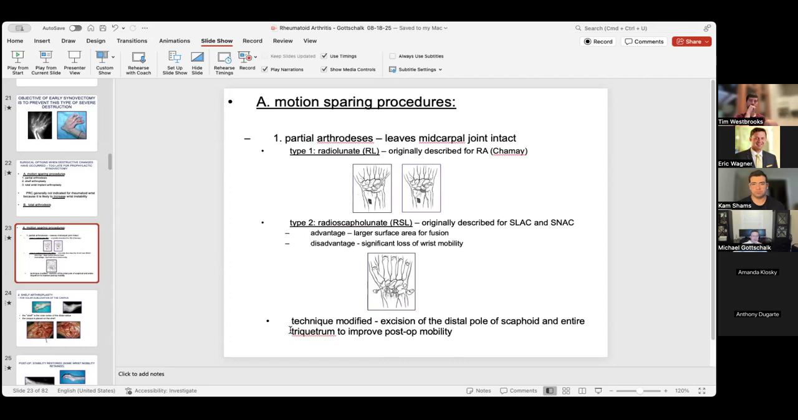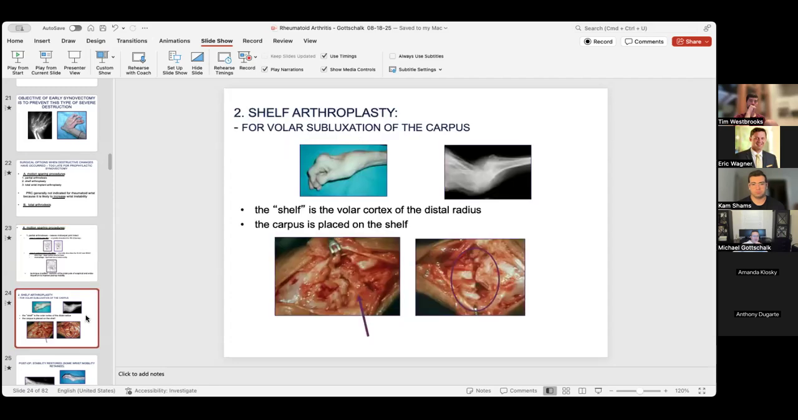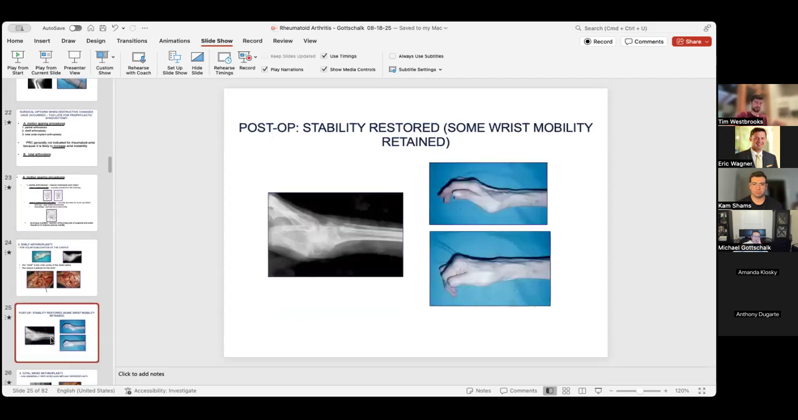Typically now, as I said, we use screws as opposed to K-wires for this, but these techniques can work well in the correct patient. The shelf arthroplasty is more of a historical description of things done, just because of our current fusion techniques. But essentially, what the shelf was, was the volar cortex of the radius, because you can see how volar this was, and the carpus was placed volarly on top of this, and this is essentially what it would look like.